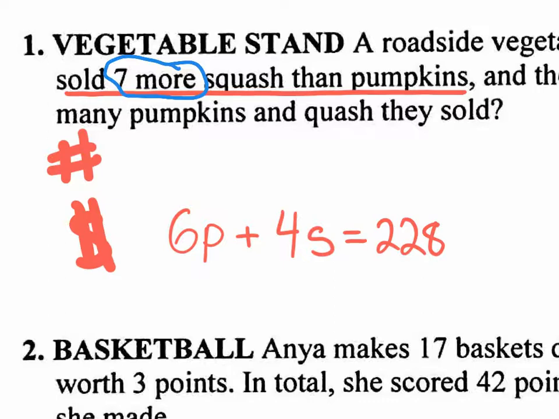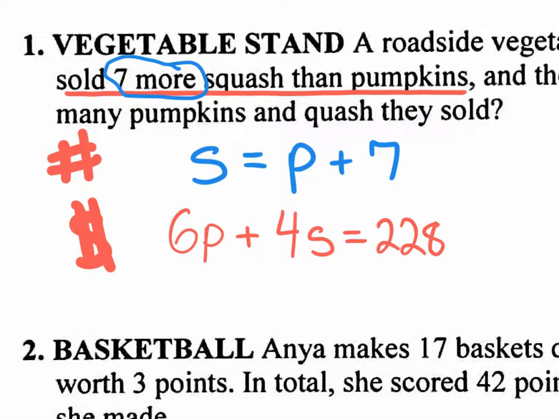Squash than pumpkins. So let's say this. I don't know the number of squash that they sold, right? I want to put an S right there. But I do know that however many pumpkins we sold, the squash has to be 7 more. So the squash is whatever number of pumpkins sold plus 7.